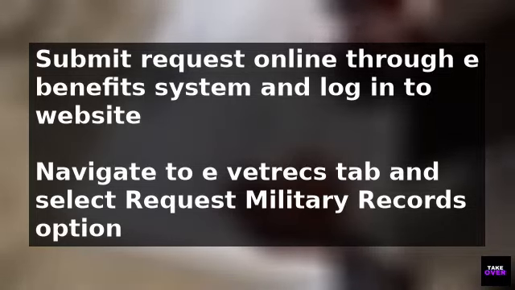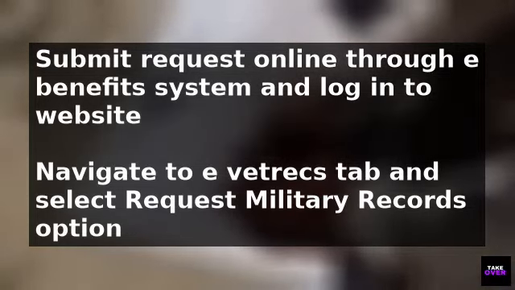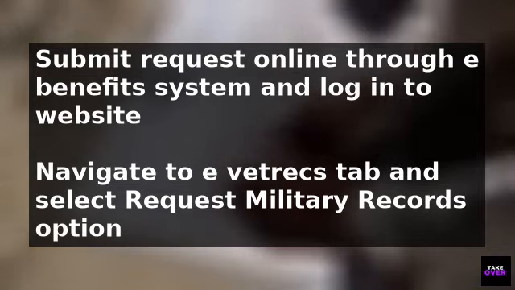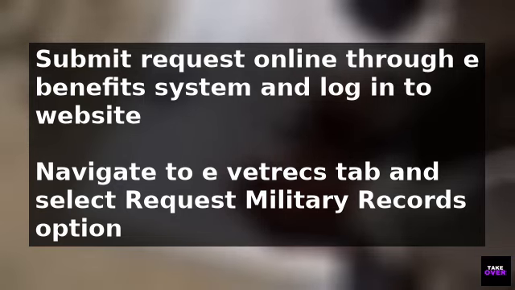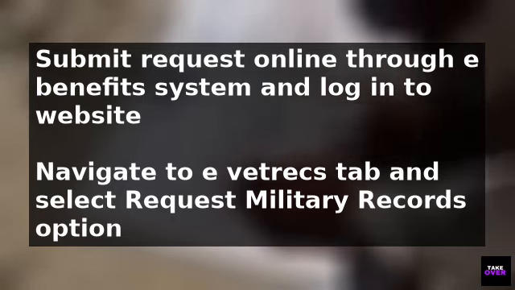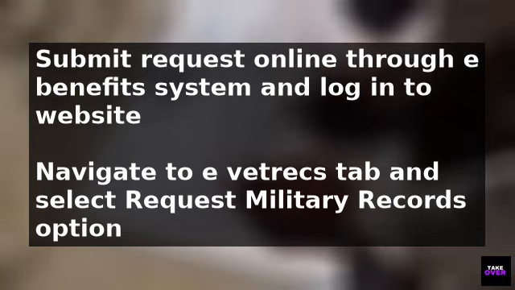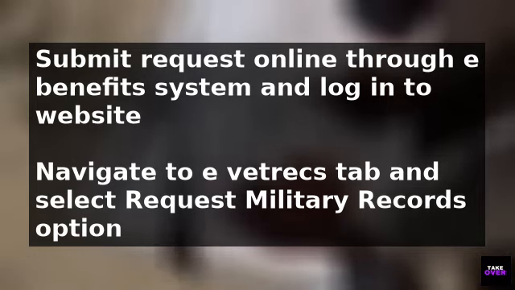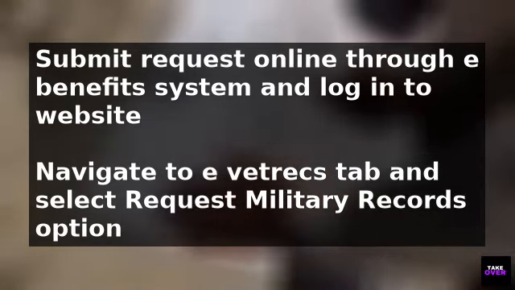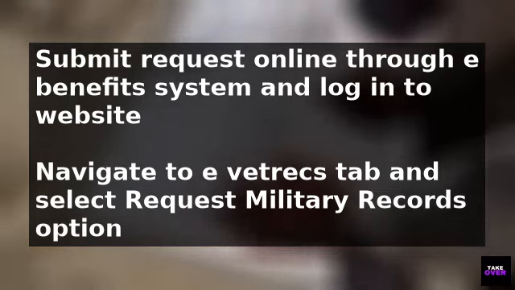To obtain a copy of your DD-214, there are two available methods. The first option is to submit a request online through a system called eBenefits. To do this, you will need to log in to the website and navigate to a tab labeled eVTREX, where you will select the Request Military Records option.